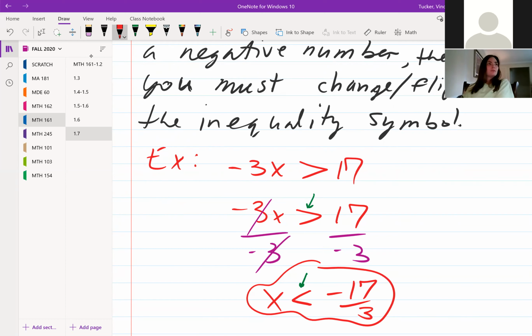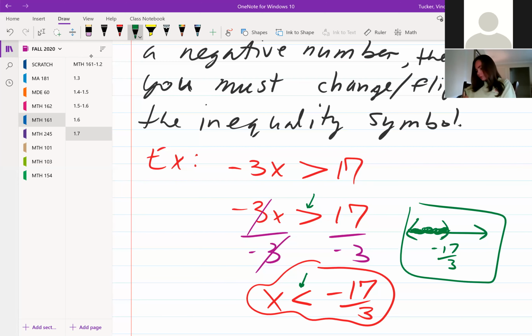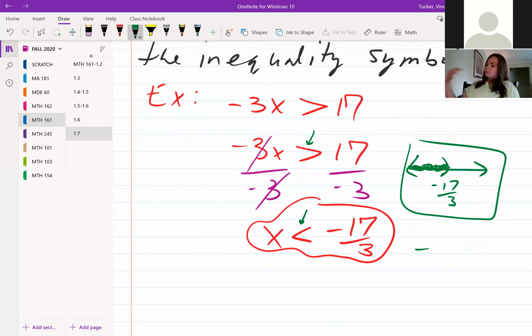All right. So if you had to do the other pieces as well, graphing that negative 17 over 3. You want the values that are less than negative 17 over 3. So I'm going to shade to the left. And because it's not or equal to, we use parentheses. And then for my interval notation, that's negative infinity to negative 17 over 3. Parentheses over both.